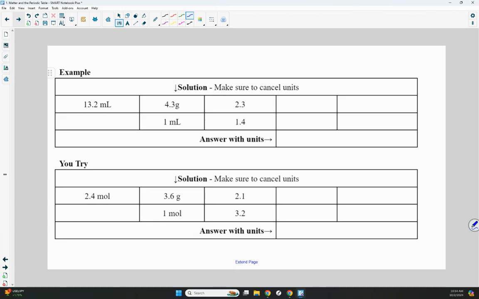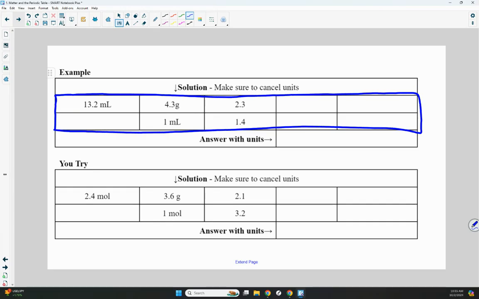The first thing I want to make sure that you understand is these tools here we call train tracks. If you look at this portion of the table that I made, you'll see that it resembles a set of train tracks. Really this is a series of fractions. So this is the same thing as 13.2 over 1 times 4.3 over 1 times 2.3 over 1.4. And I left off some units there.